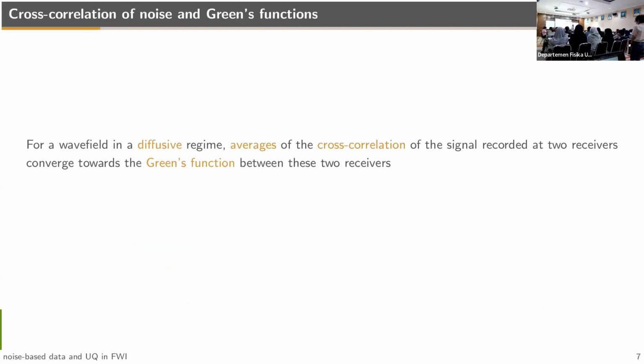We can show that if we have some diffusive regime of wave propagation, if we take the cross correlation of time series, we can converge under some condition to the Green's functions between the two stations. So if we record noise at two stations sufficiently long and we have a uniform distribution of sources, at the end with those two very long time series, the correlation of both gives the Green's function between the two receivers.